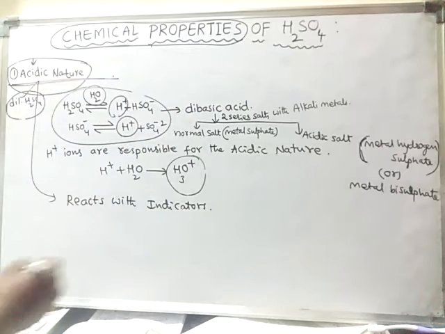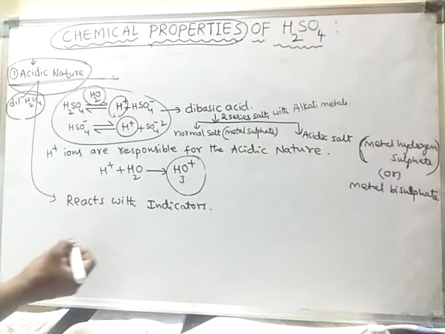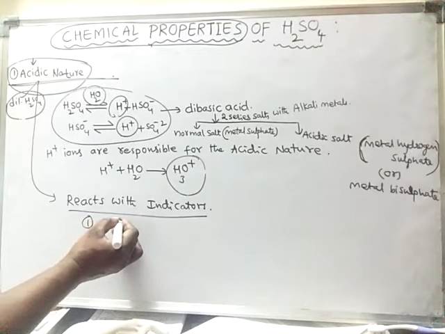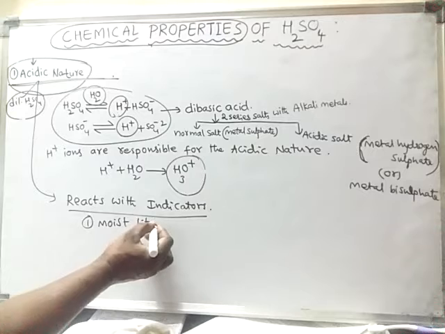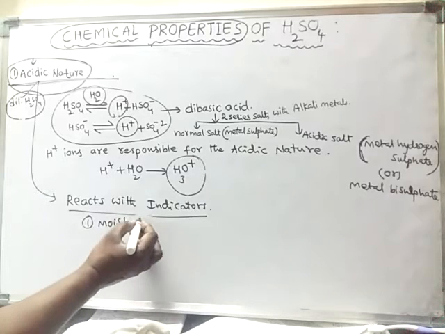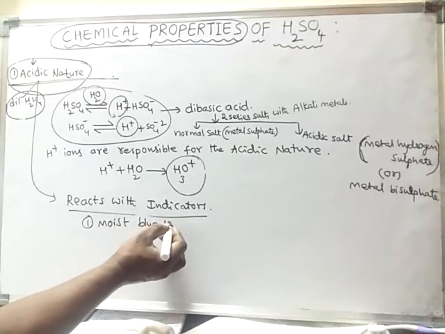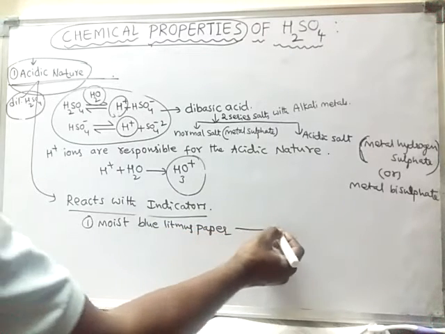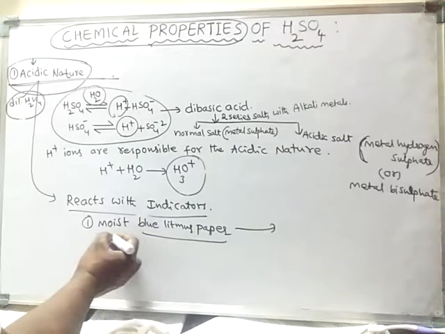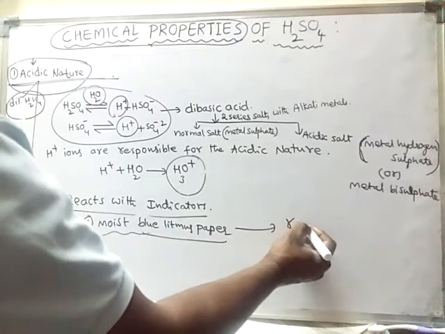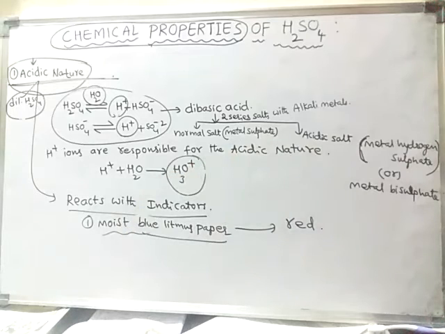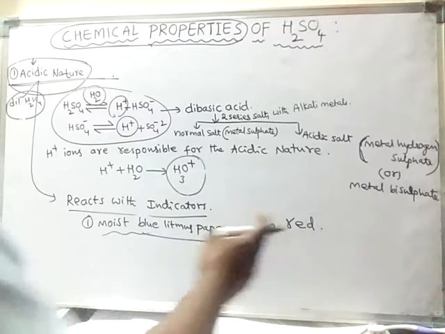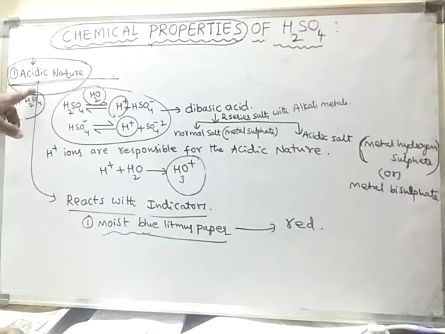Generally, any acid will react with moist blue litmus paper and convert it into red color. So the turning of moist blue litmus paper into red will indicate the presence of acid.